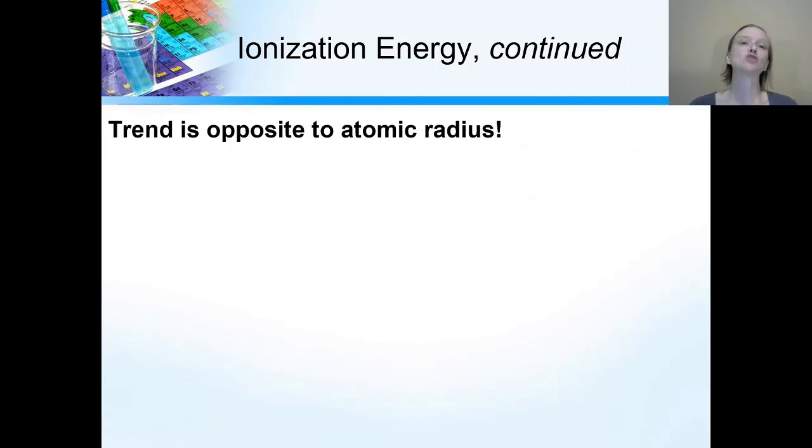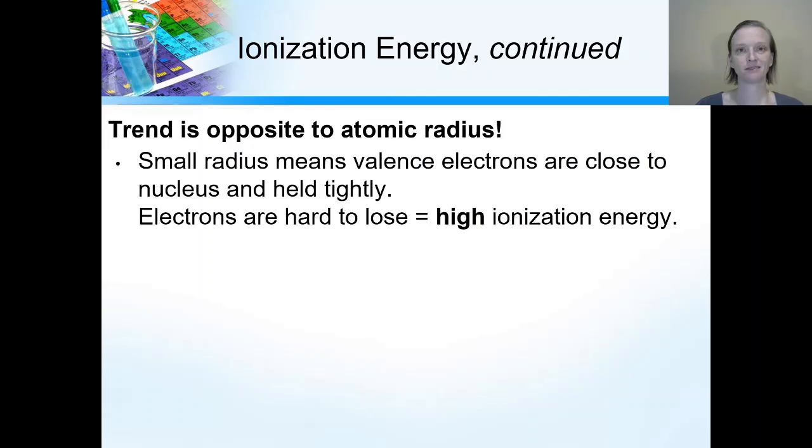Notice that this trend is the opposite direction to atomic radius. So you are going to need to go out of your way to remember the difference in trends. It's because a small radius means valence electrons are close to the nucleus and held tightly. Therefore, electrons are hard to lose, so they have a high ionization energy. It takes a lot of energy to remove them.